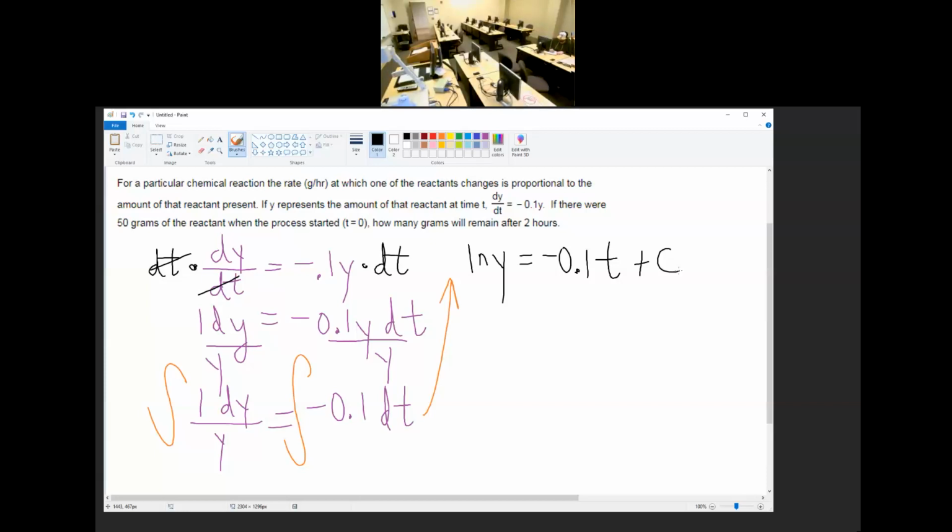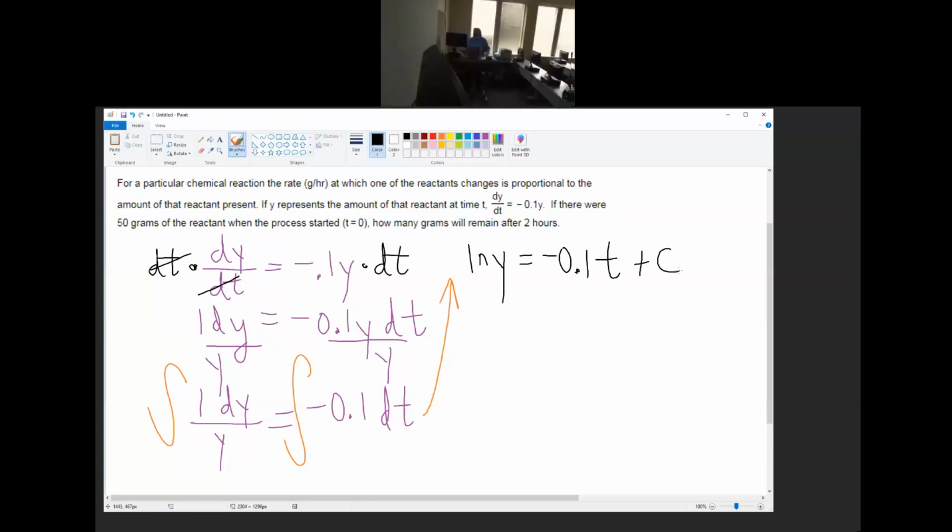Now this next step, don't forget, because I almost did, we're trying to solve for y, trying to get some type of equation here. To get y by itself, you'll need to take base e to both sides.